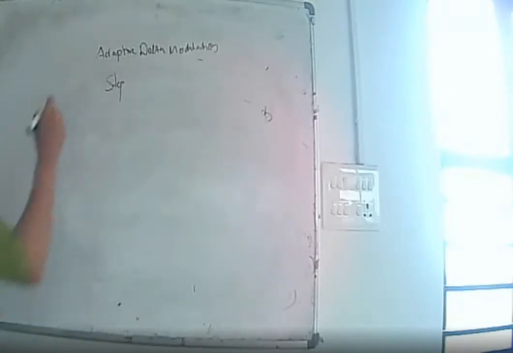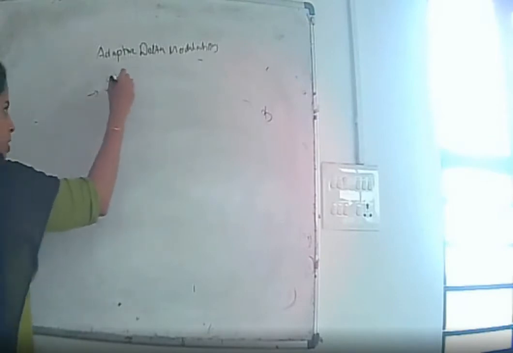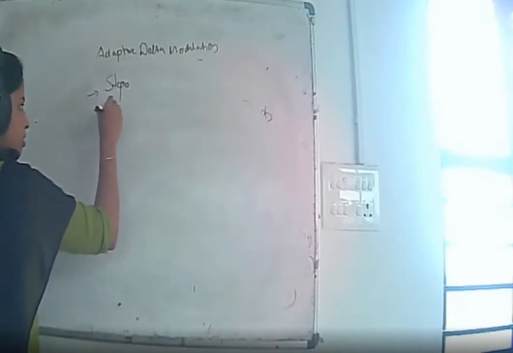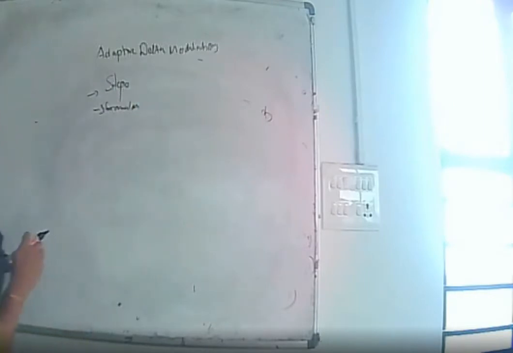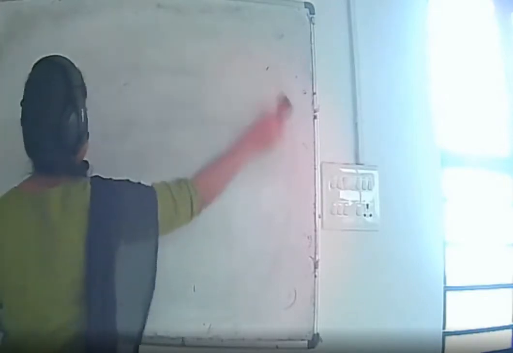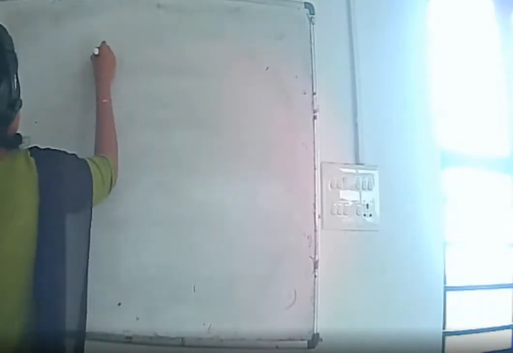And the problems in delta modulation like slope overload distortion and granular noise were eliminated or avoided in this adaptive delta modulation. Now we will discuss about the advantages of this adaptive delta modulation.